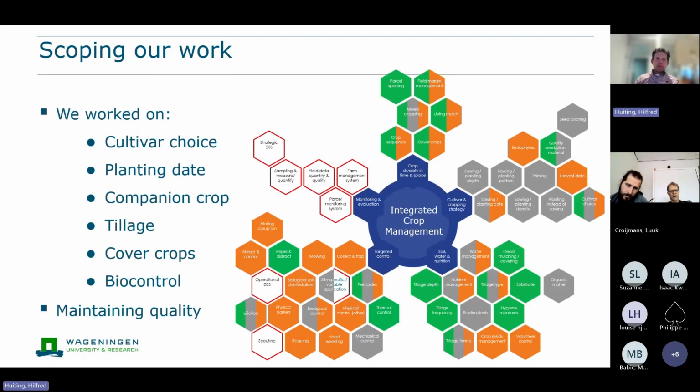And with this, I'm showing some experiment data, not all of it, but we touched upon quite some aspects as a part of an integrated crop management strategy. So we did something with cultivar choice. We did work with planting date of the crop. We did some work on companion crop. We did include some tillage elements in our work. We worked with cover crops, and we did some work on biocontrol.